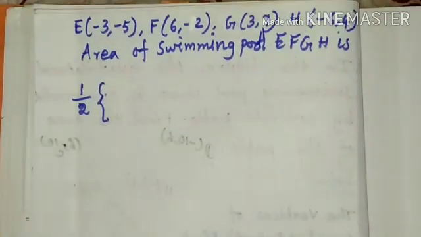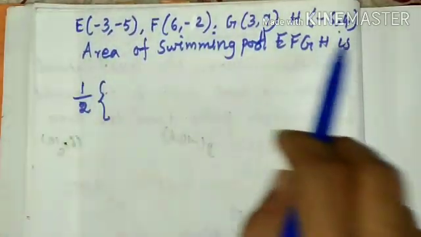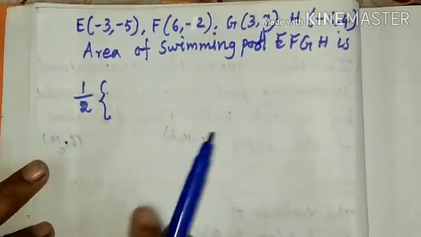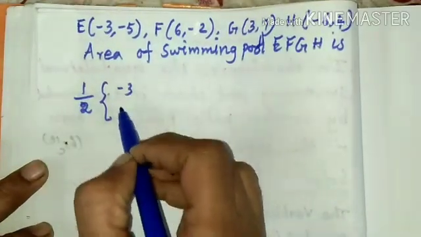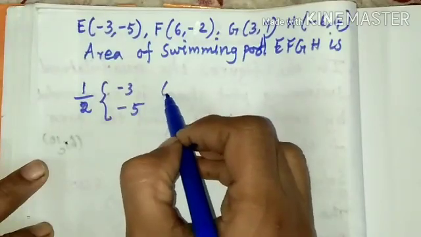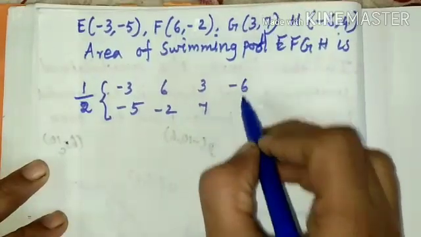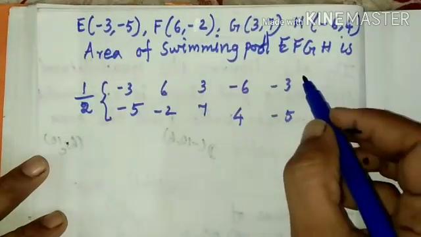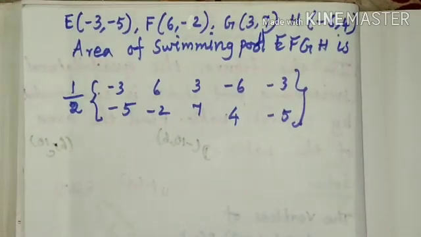Then the next step, we have to find the area of the swimming pool, that is EFGH. First you write down the given vertices. The area of EFGH is half into, first you write E(-3, -5), F(6, -2), G(3, 7), H(-6, 4), and again you write E(-3, -5). Now you have to multiply from top to bottom.